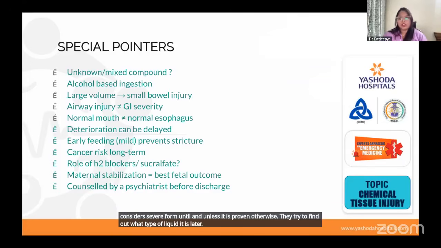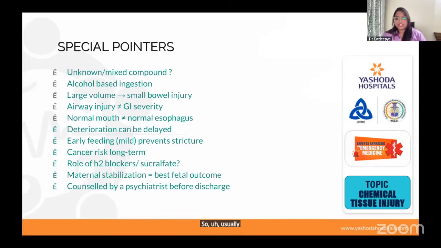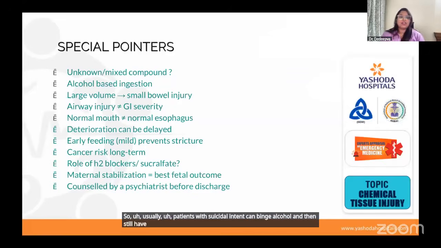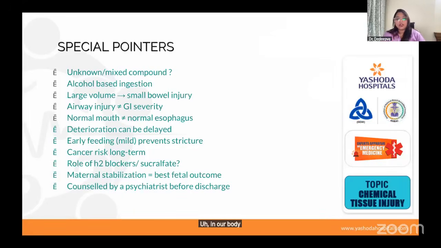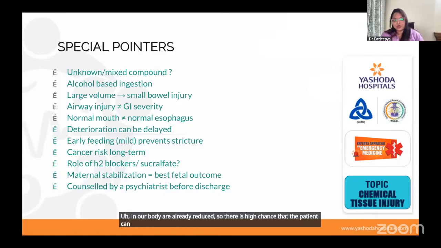So next is your alcohol-based ingestion. So usually patients with suicidal intent can binge alcohol and then still have a thought of having corrosive ingestion. So in an already alcohol-ingested patient, the protective reflexes which are in our body are already reduced. So there is high chance that the patient can consume large volume of the corrosives. So always consider a severe injury in alcohol-based ingestion as well.